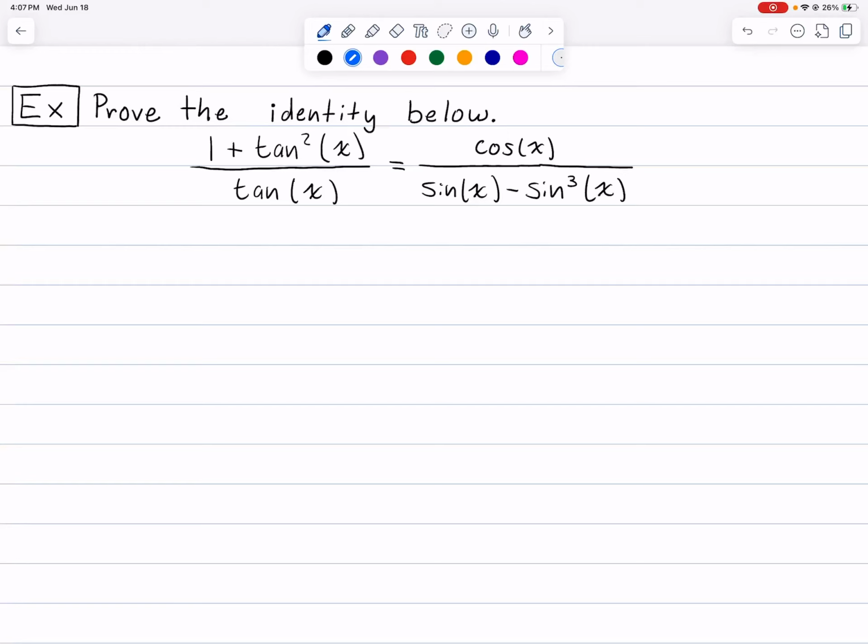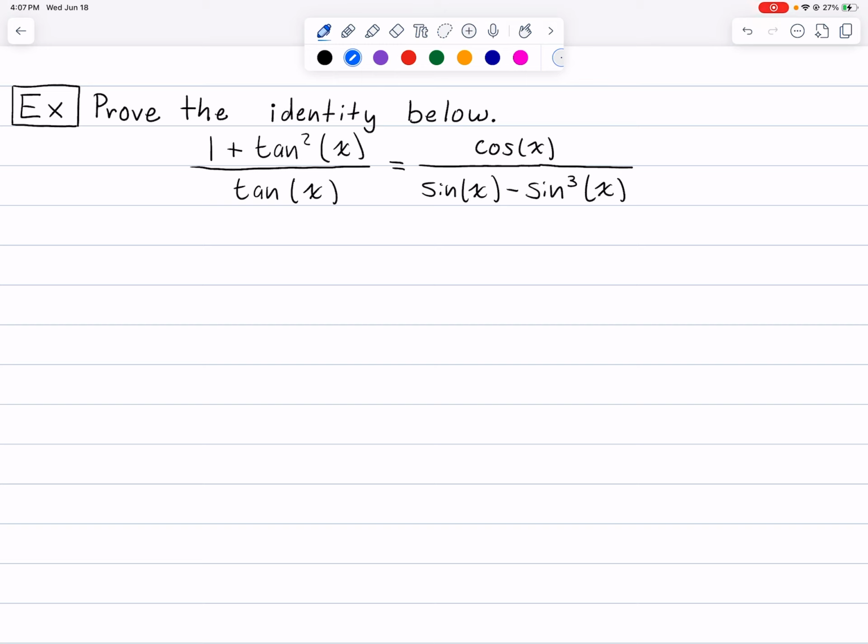Hi everyone, this is Professor West and we're going to do that last example of 6.1. So our example is prove the identity below. We have 1 plus tangent squared of x over tangent of x equals cosine of x over sine of x minus sine to the third x.